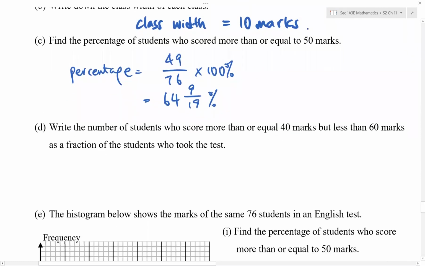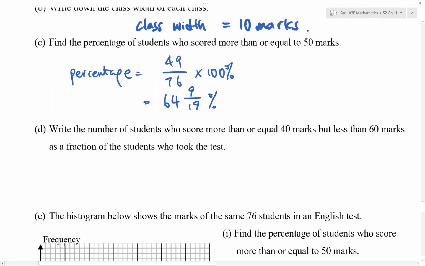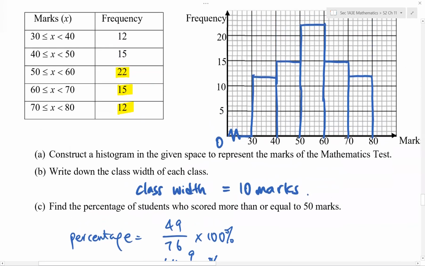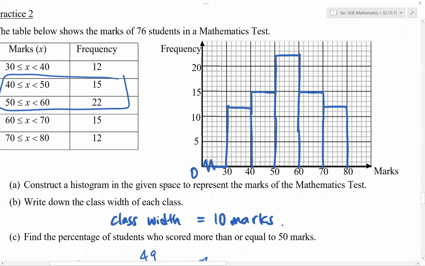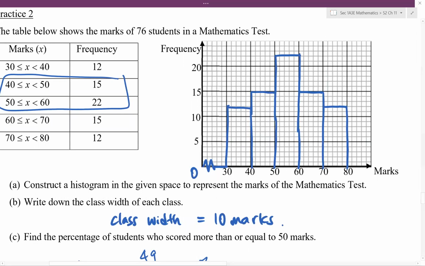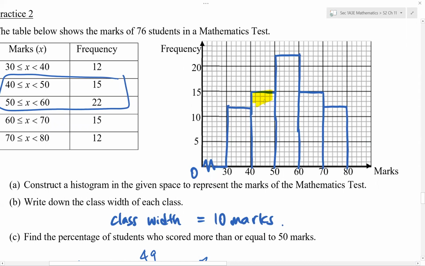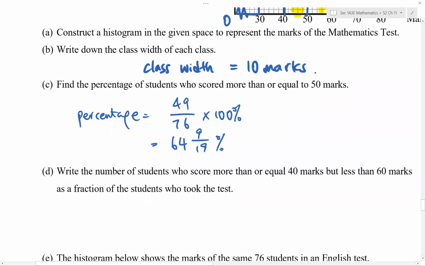So now find the number of students who scored more than or equal to 40, but less than 60. More than or equal to 40, but less than 60. So now we are interested in this group, which again can be seen from your histogram. More than or equal to 40, but less than 60. So that'll be 15 plus 22. That is the number of students. And then for the fraction, 37 over 76.